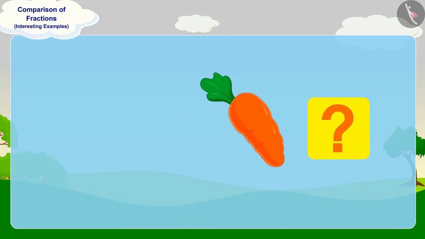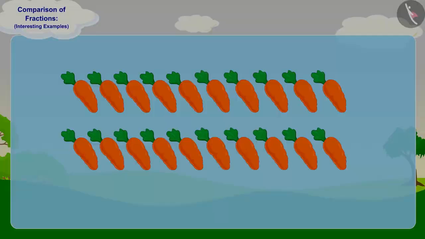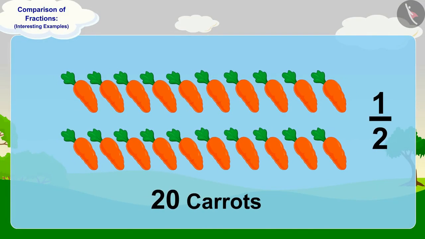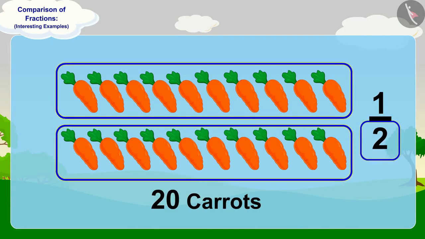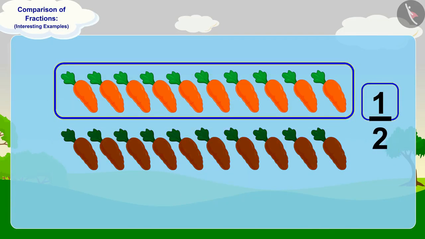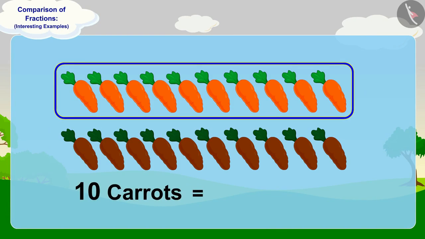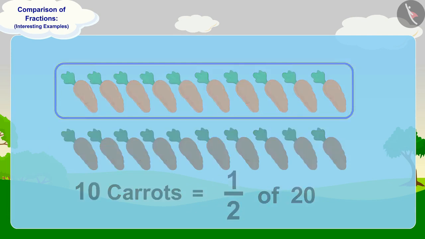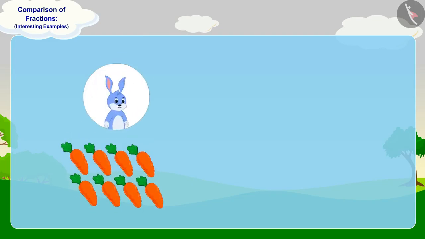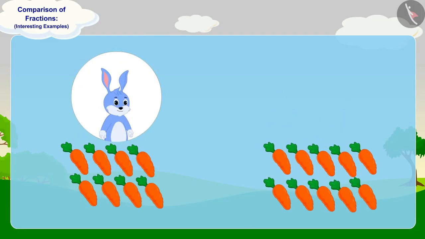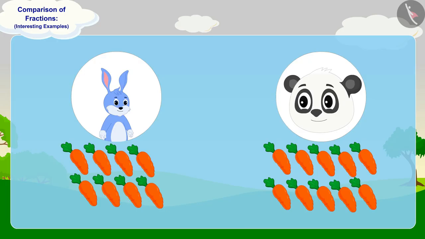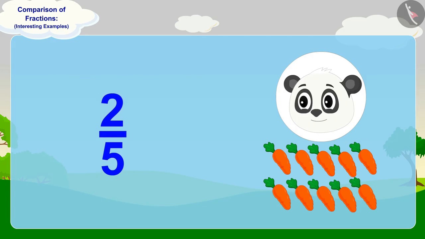Let us see how many carrots will Babban give to Golu. To find half of 20 carrots, we have to divide them into 2 equal parts. And then, 1 part has to be taken from it. In this way, 10 carrots will be half of 20 carrots. Babban will give 8 carrots to Bunny and 10 carrots to Golu. Hence, Bunny will get fewer carrots than Golu. In this way, we can see that the fraction 2/5 is less than half.